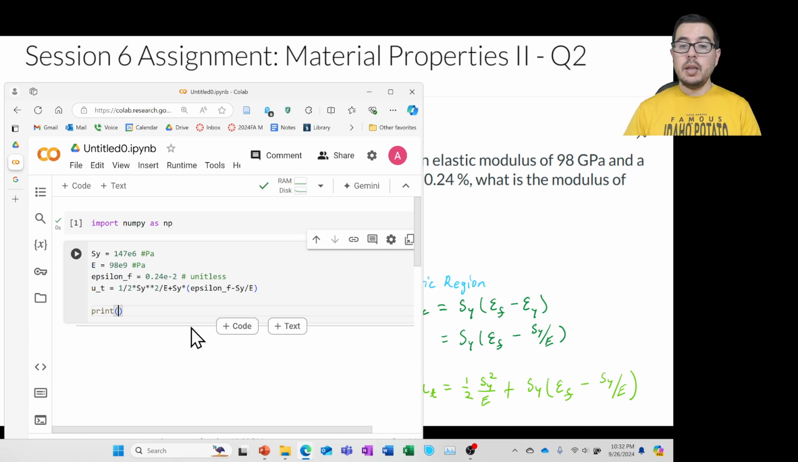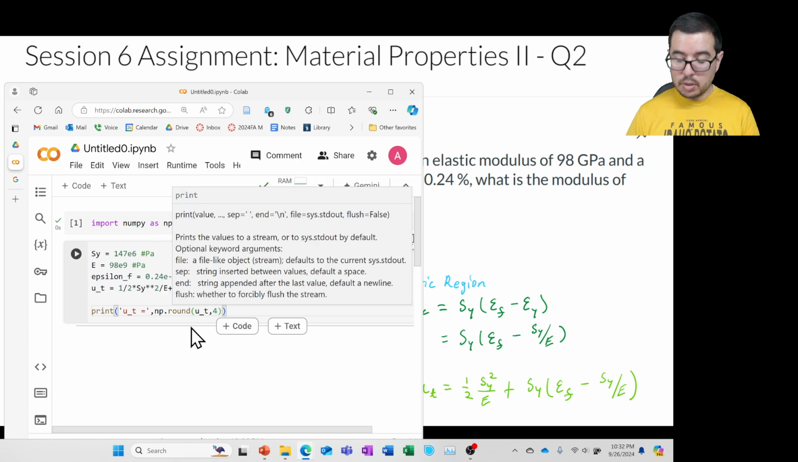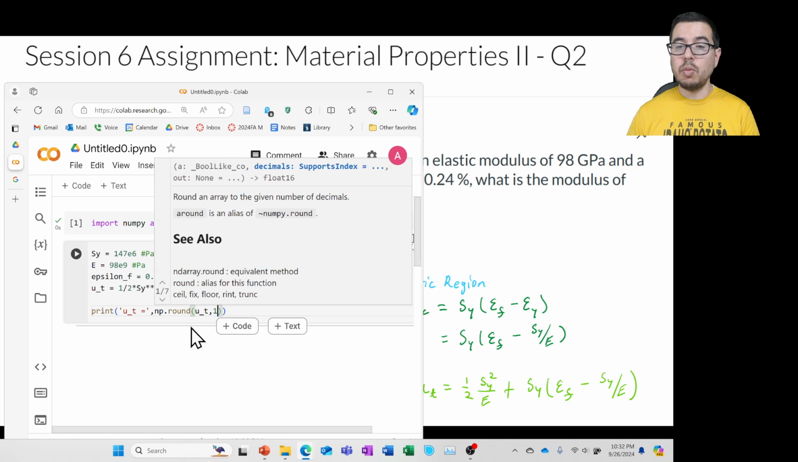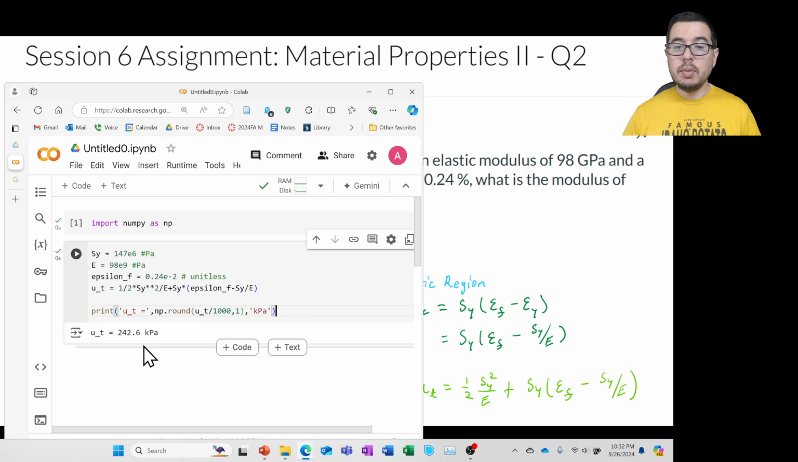And then we can print this ut, and we can do an np.round. Remember, they wanted it in kilopascals. We can do 4 significant figures. Oh, no, that's decimal places, so we only probably need to do 1. I'm going to do ut, and divide by 1,000 here. That will give us the units of kilopascals. We run this, and what do we see? We get 243 kilopascals. So I hope this problem makes sense and you found this example helpful.